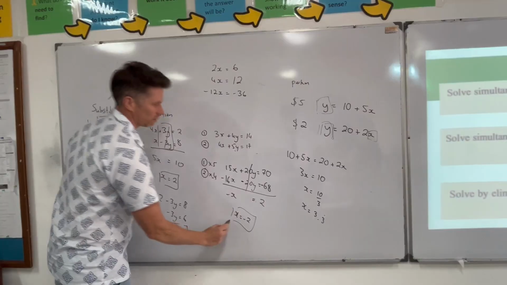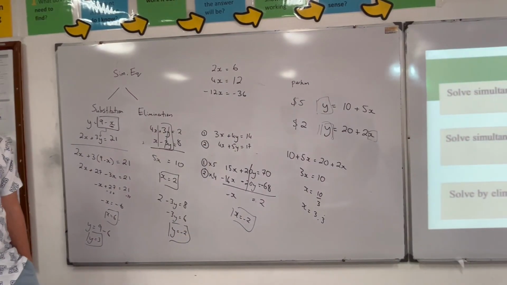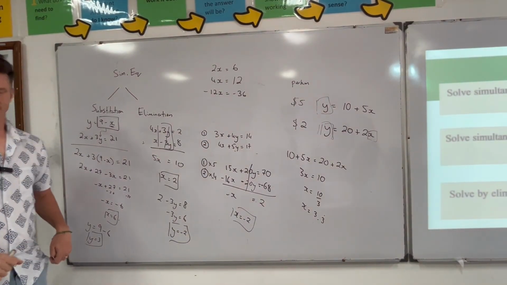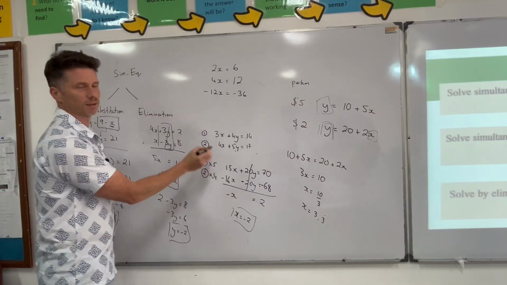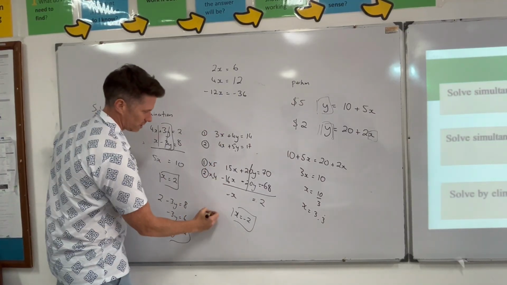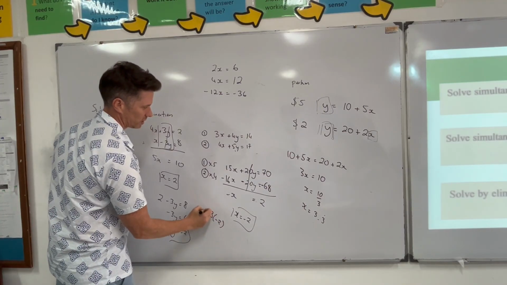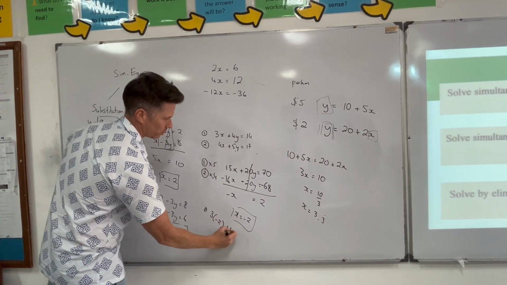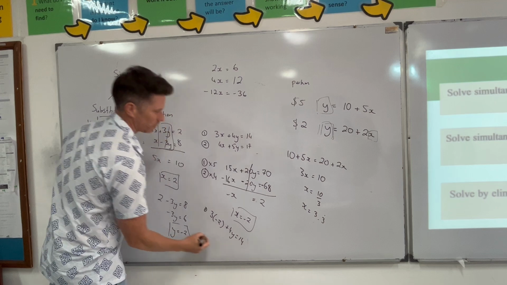X is negative 2. How do I finish this then? We're nearly there. You gotta put it into one of the equations. Which one? Either doesn't matter. You pick the easier one. Pick the first one. 3 times negative 2, so this is equation 1 again, plus 4 times y is equal to 14. I should be able to solve this pretty quickly.